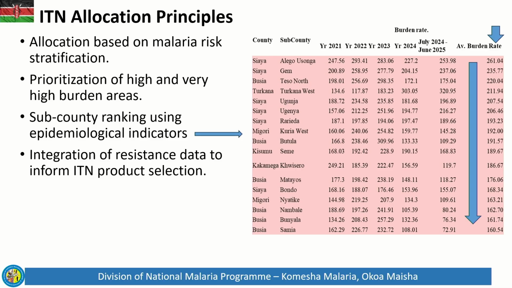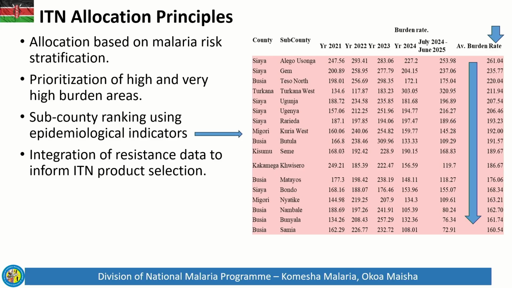Like for ITNs, the data you're seeing on the right is for the campaign that is coming up in 2026-2027, and this is a snapshot of the data sets that we use in the micro-planning to decide where we are going to put the nets in this coming campaign. So we allocate ITNs based on the malaria risk stratification. As you had seen in our map, you'll see the very high burden area, high burden, and moderate to low transmission.